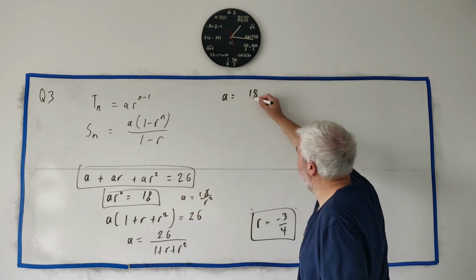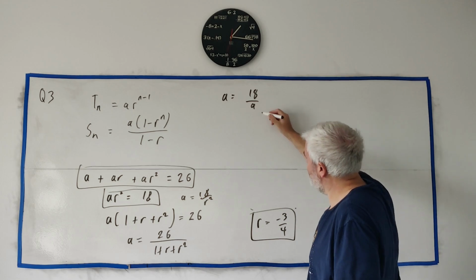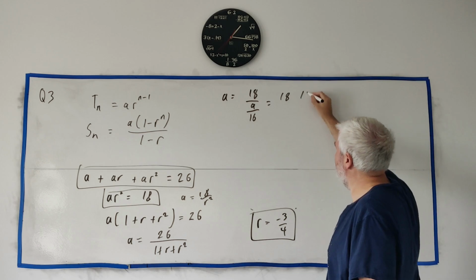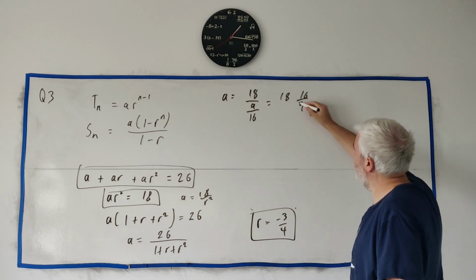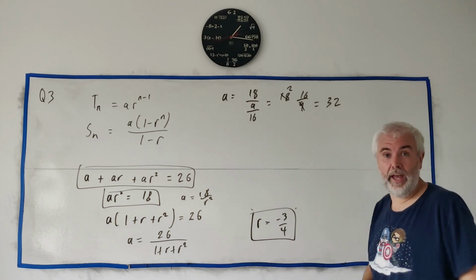This is 18 divided by r squared. Minus by minus is a plus. 3 by 3 is 9, and 4 by 4 is 16. That's the same as 18 times 16 over 9. 9 goes into 18 2 times. This is 32. a is 32.